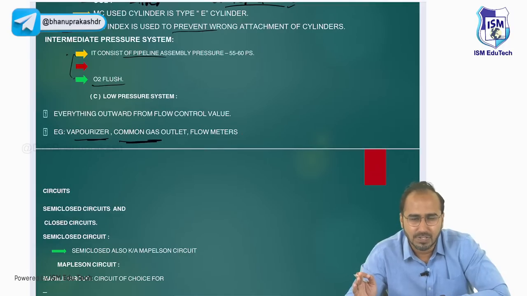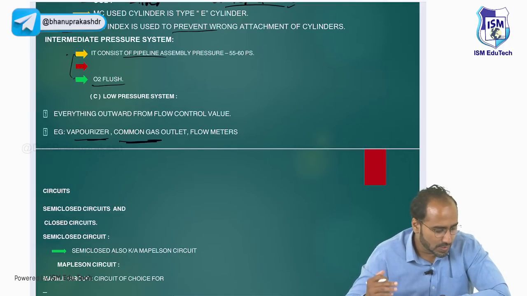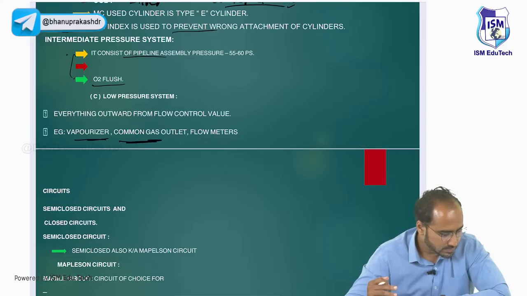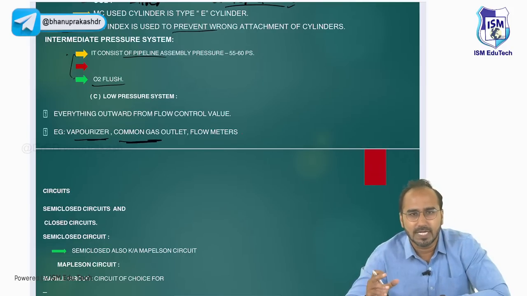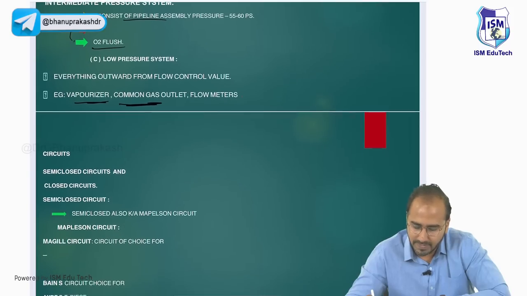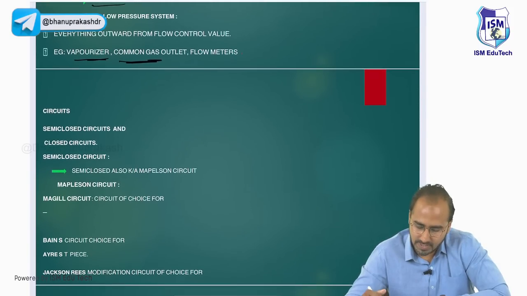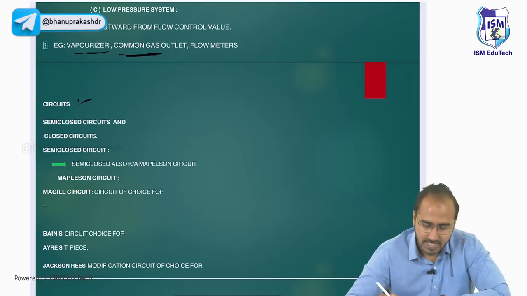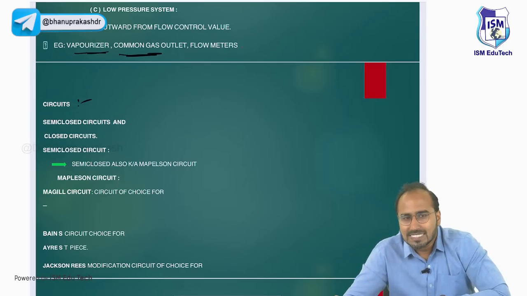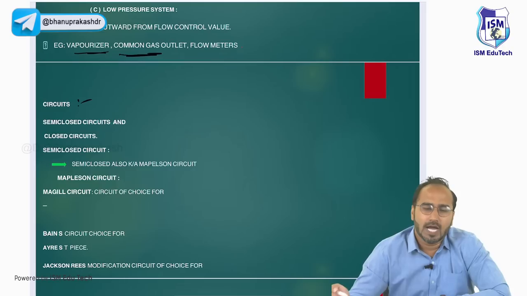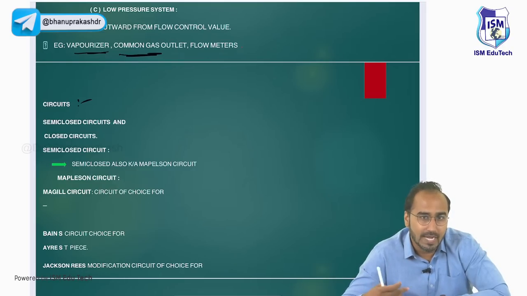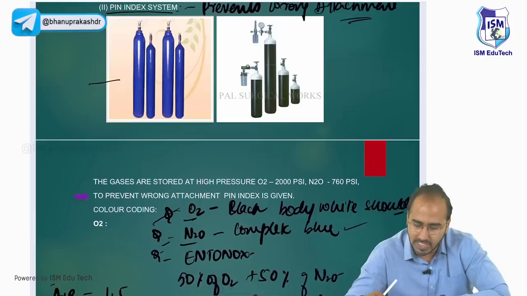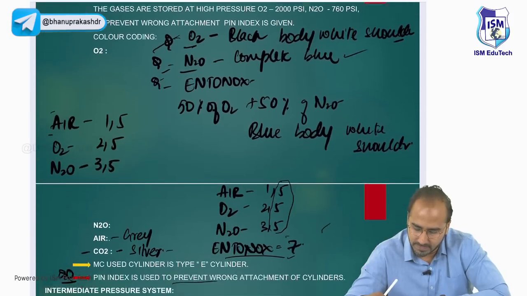The cylinder is attached to the machine with the help of the yoke valve assembly. In the yoke valve assembly, there is a system that prevents wrong attachment, called the pin index system. Now next is the breathing circuit. In the low pressure system, you have the vaporizer and breathing circuit. The gases from the anesthesia machine go to the patient with the help of the black pipe, the breathing circuit. Remember, the black pipe on the machine is the breathing circuit.